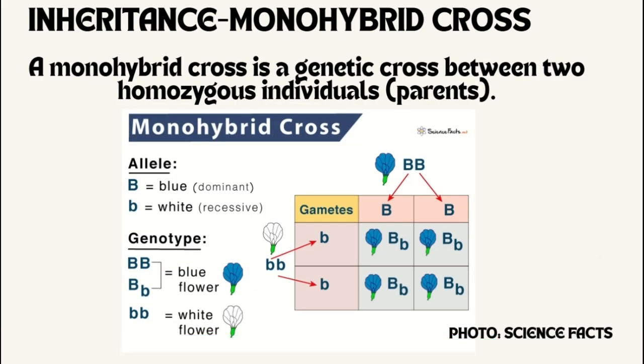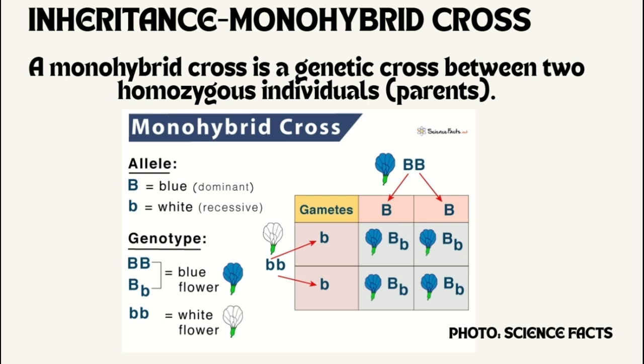Then the last thing we're going to mention, well, this is not the last thing, but another thing, is different inheritance. So basically how inheritance works. We said the entire point of all of this is to find out how genes are passed on. So we're going to talk about the monohybrid cross first, and then we'll talk about dihybrid afterwards.